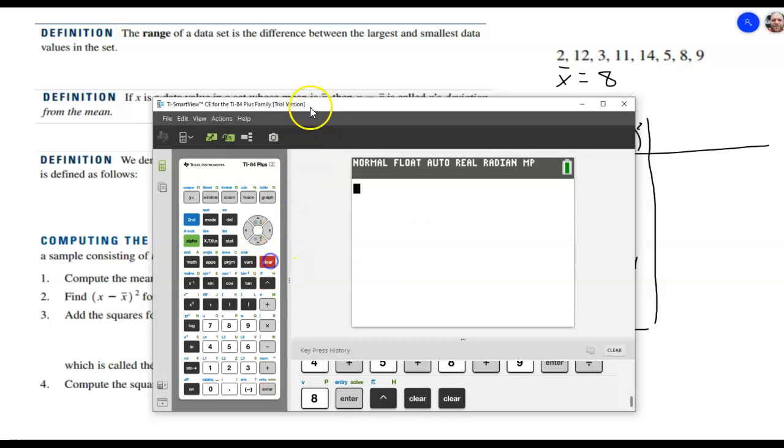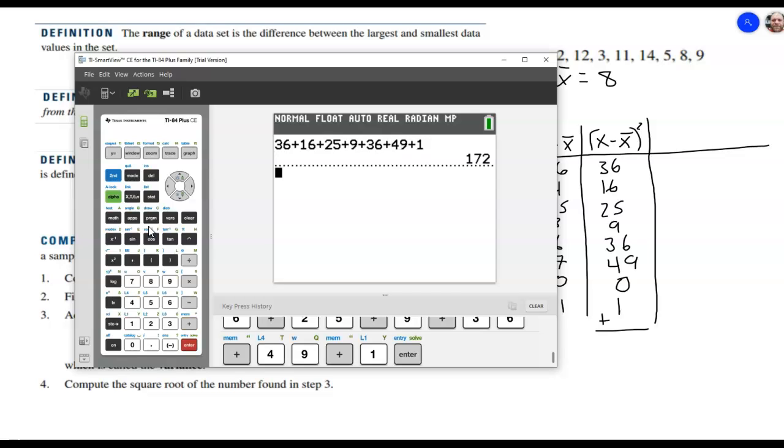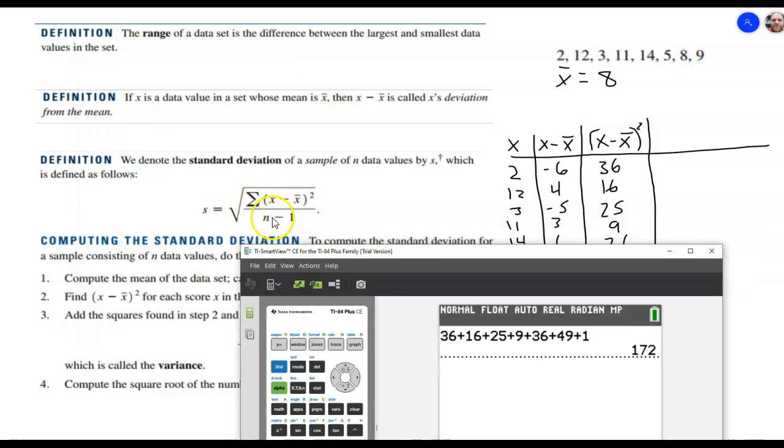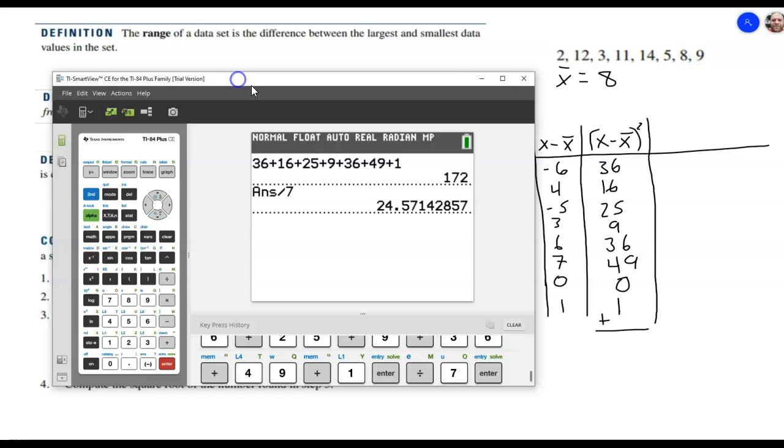So we have 36 plus 16 plus 25 plus 9 plus 36 plus 49 plus 1. And then we're going to divide by the number of values minus 1. So we had 8 values, so we're going to divide this by 7. All right, and we get that right there. So this is about 24.6.